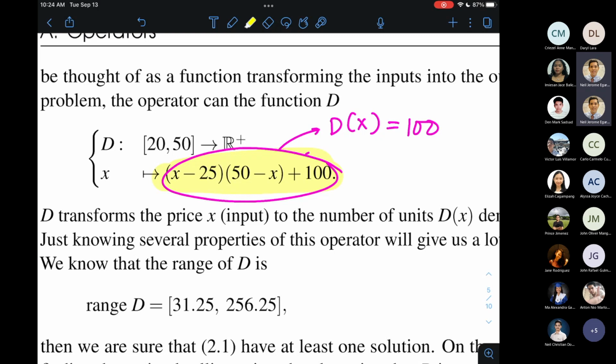Yes, John Oliver. 25 or 50 po. All right, great. Thank you, John Oliver. Yes. So if you sell the product at 25 pesos or 50 pesos, then you'll get 100 units demanded. So this is an illustration na yung mga inverse problems pala, posibleng multiple solutions, right?